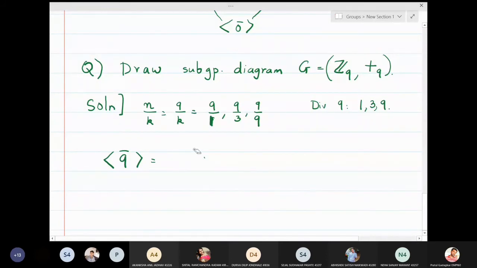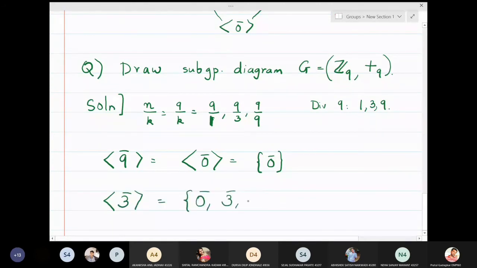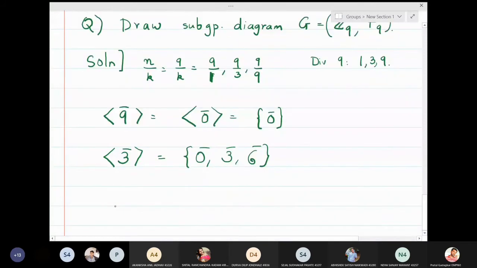And that is nothing but the singleton 0. The second subgroup is the subgroup generated by 3 bar, which is 0 bar, 3 bar, and 6 bar. Then the third subgroup is 9 upon 9, which is 1. So it is 1 bar, which is completely Z9.